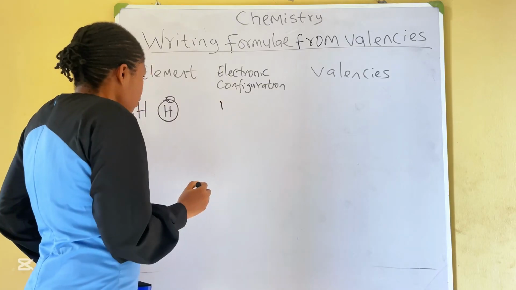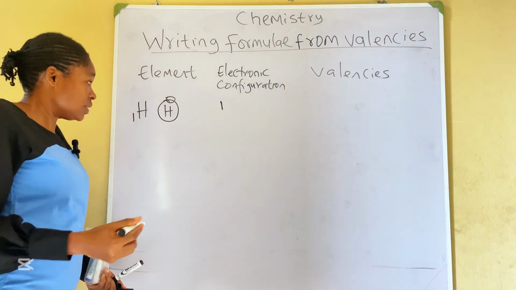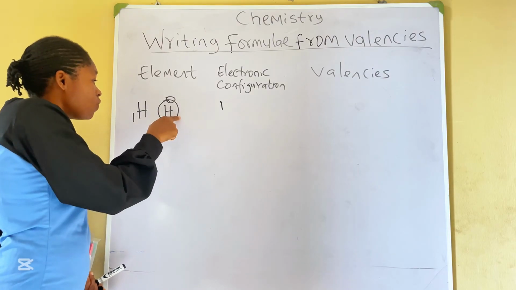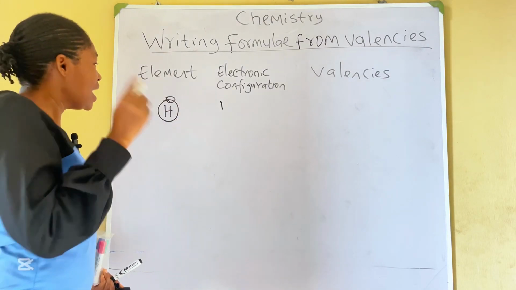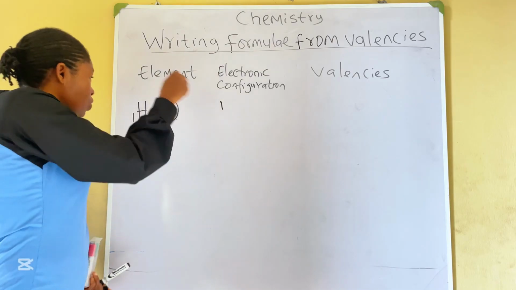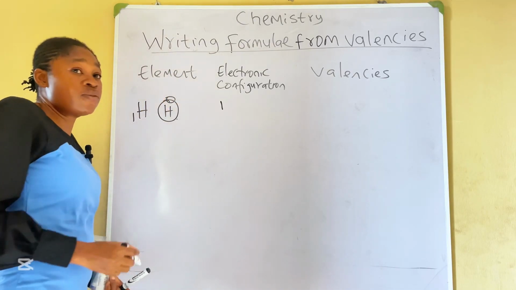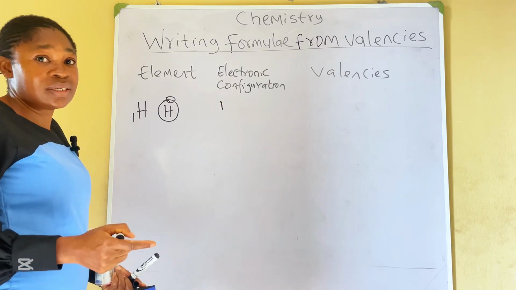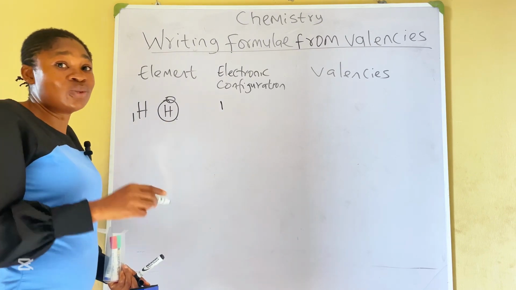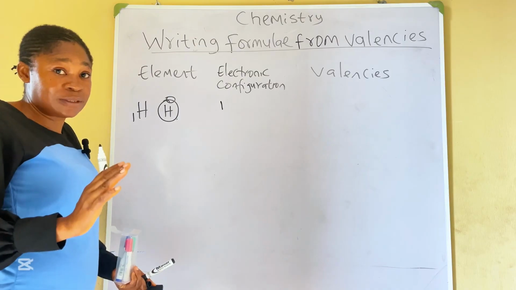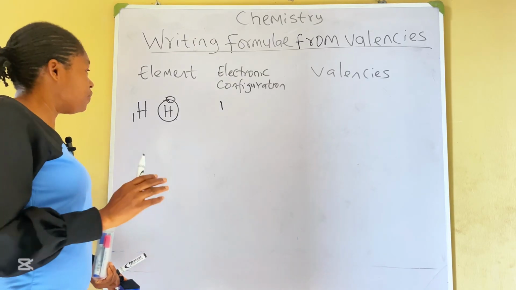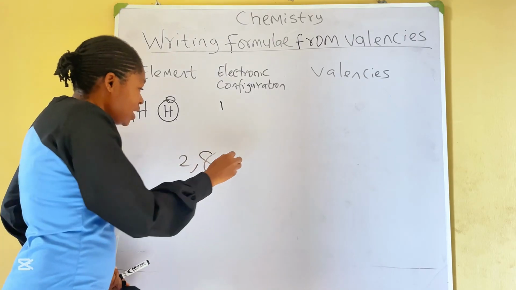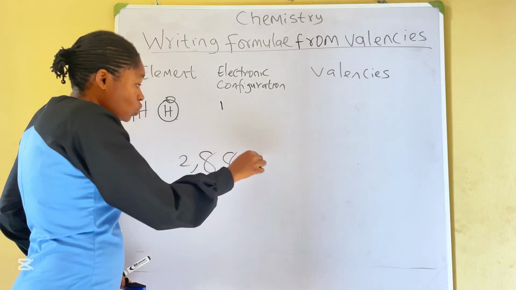The electronic configuration of hydrogen is 1. Remember, for the first 20 elements, the first shell can hold a maximum of 2 electrons. The second shell can hold a maximum of 8. The third shell can hold a maximum of 8. And the fourth one can only hold 2. That's for the first 20 elements.